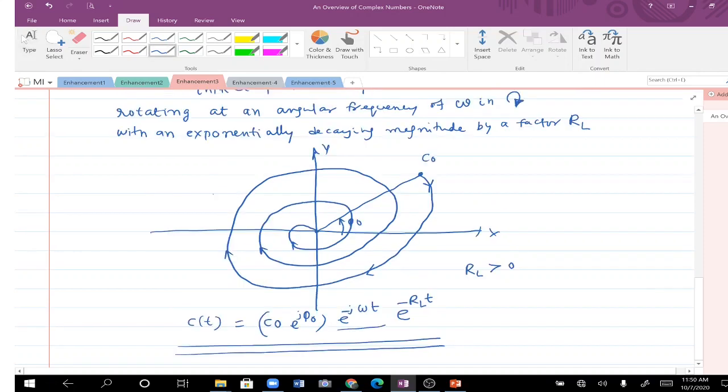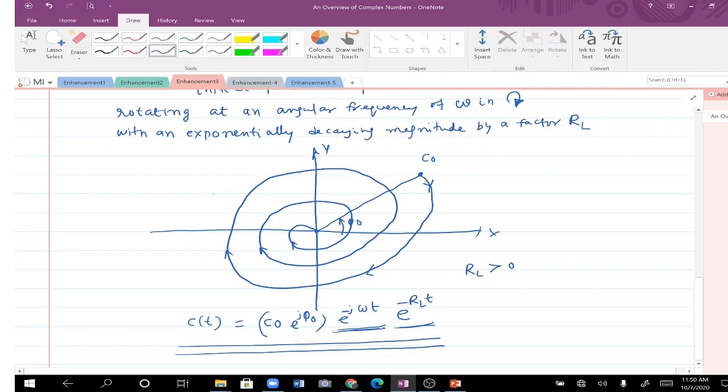Notice the magnitude contributed by e power minus j omega t is always 1. It only contributes to the rotating field, modifying only the phase information. On the other hand, notice that the decaying term contributes only to the magnitude and has nothing to do with your phase value. So this is your expression, which will be very handy for you later while we are discussing rotating magnetic fields and their projection onto xy planes.